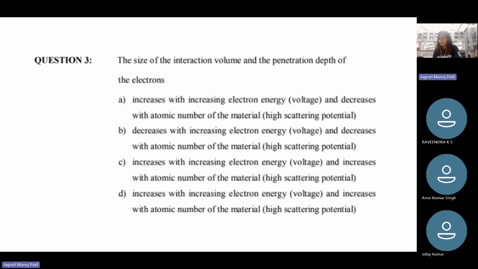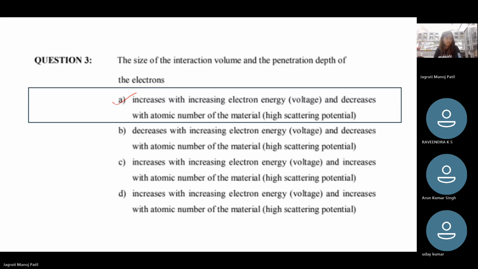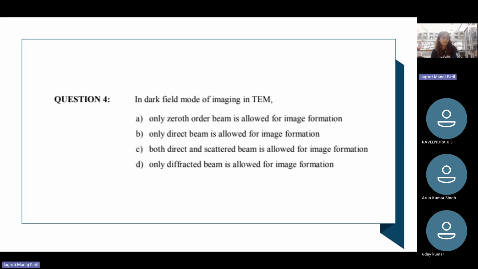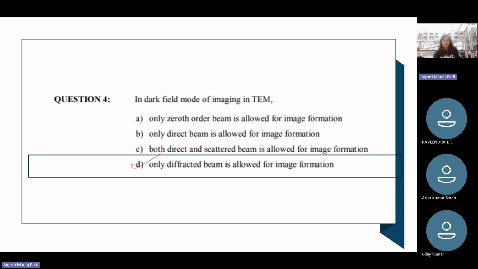Okay, so that is the answer. Next: in dark field mode of imaging in TEM, what happens? Due to which effect are we able to make an image? You know that the zeroth order beam, everything is related to diffraction, so it won't come here. But is it a direct beam, a direct and scattered beam, or only a diffracted beam? Yes, diffracted one. So it's a diffracted beam because of which we get the image.